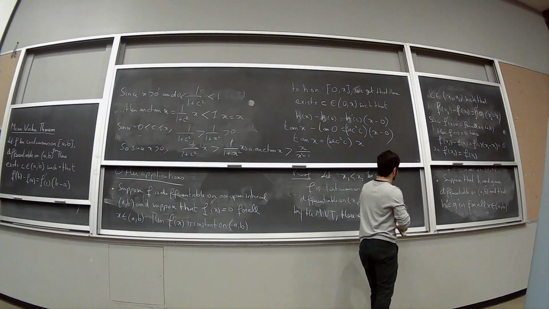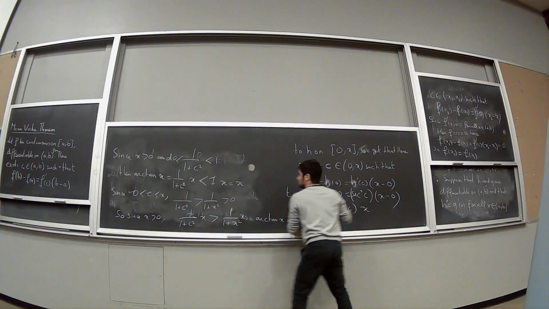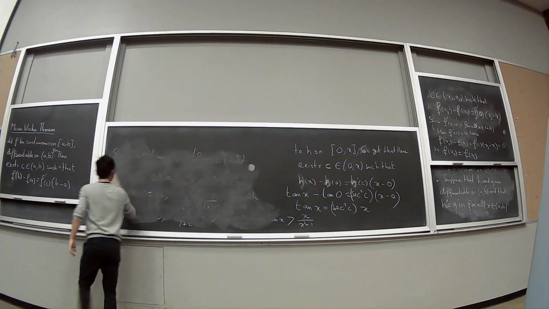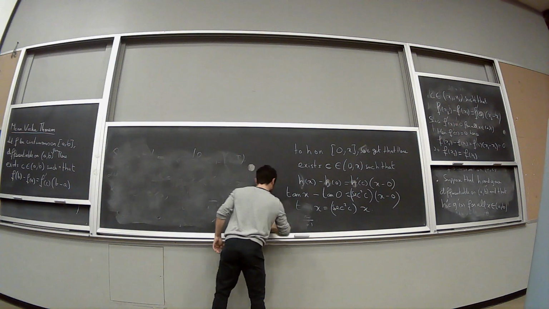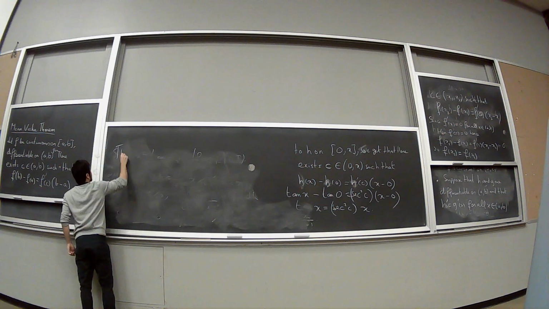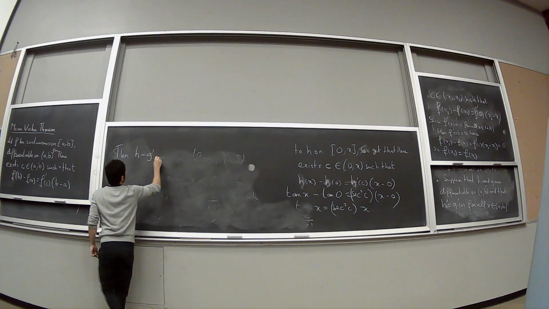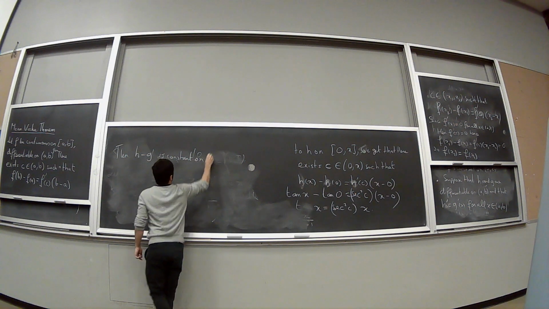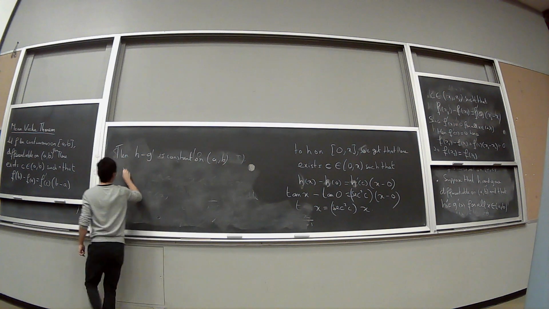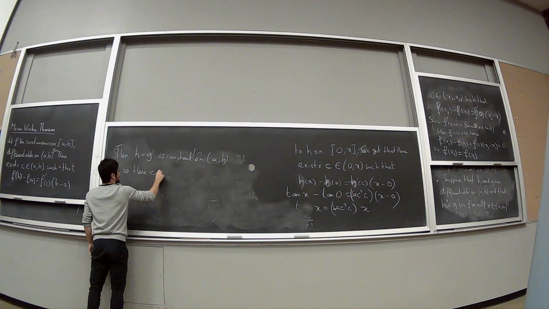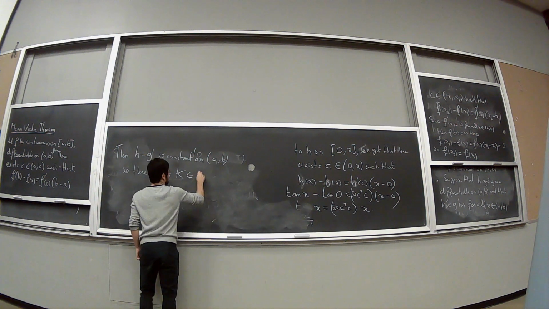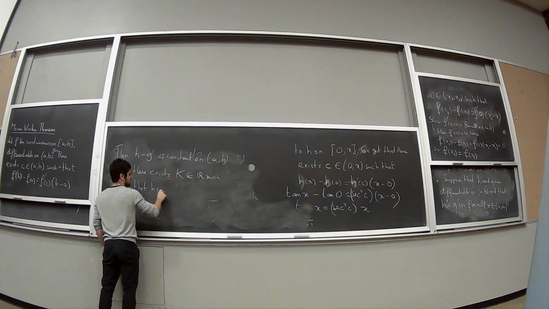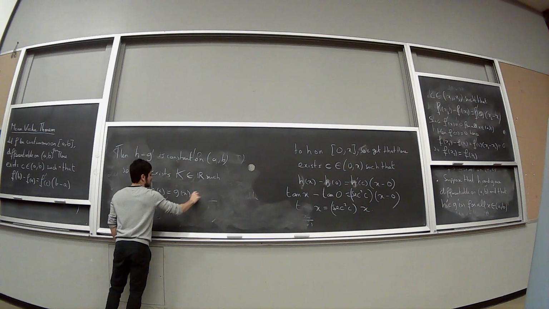So if h prime equals g prime for all x in AB, then h minus g is constant on AB, or there exists a constant c in R such that h of x is equal to g of x plus c.